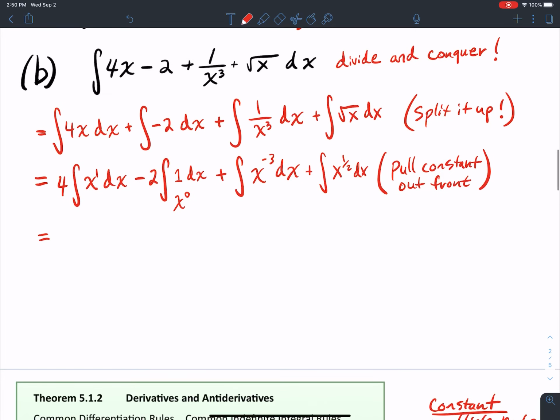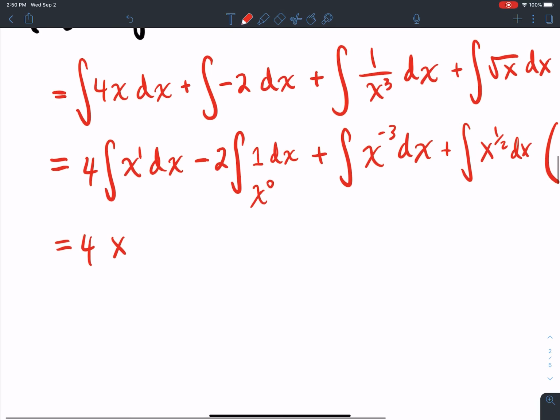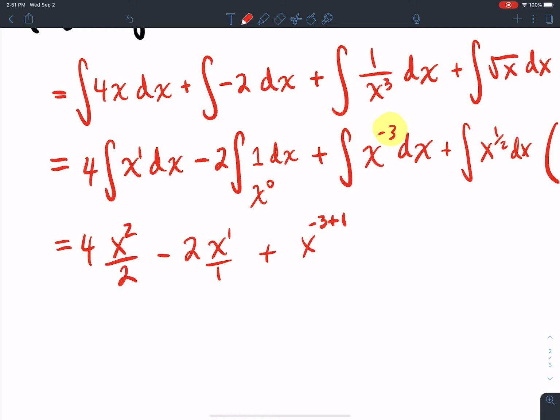Now what I'm going to do is integrate. So whenever I integrate here, how do I do it? I add 1 to the exponent. So when I add 1 to 1, I get 2. And then I divide by the exponent, 2. Okay? The next one, I add 1 to the exponent, so it becomes x to the 1. And then I divide by it, and it's just 1 in the denominator. Here, this is a little tricky for some people, all right? When I take negative 3 and I add 1 to it, what do I get? Yeah, negative 2, okay? And then I divide by negative 2.